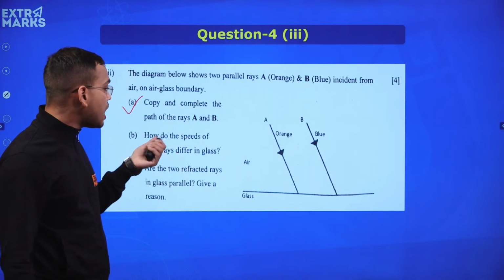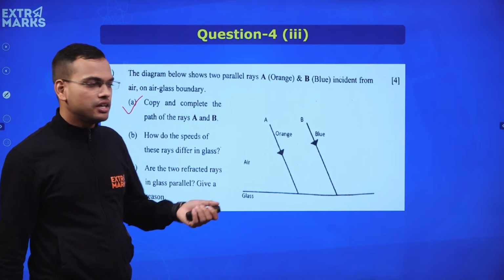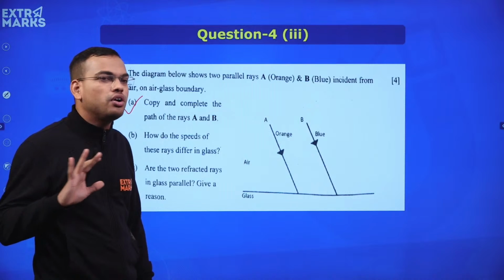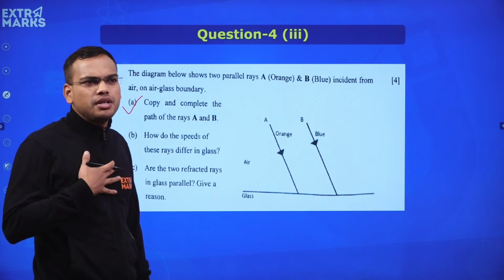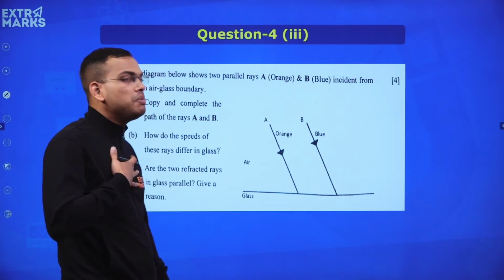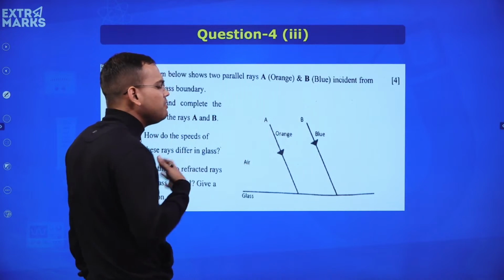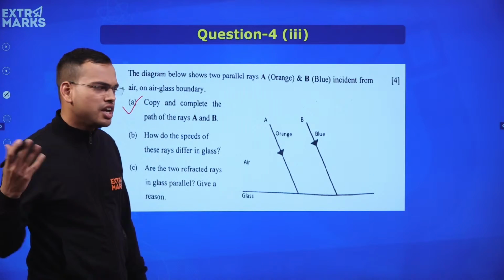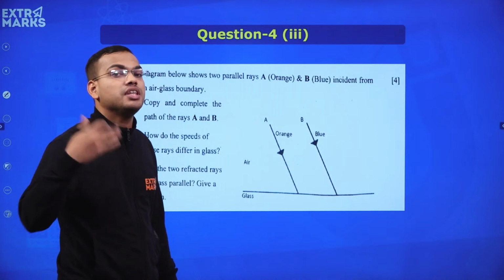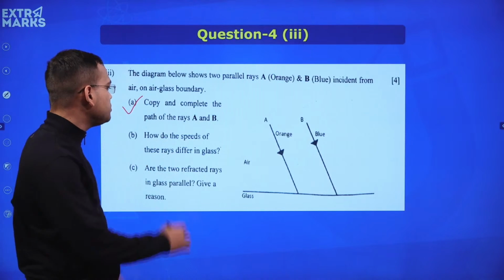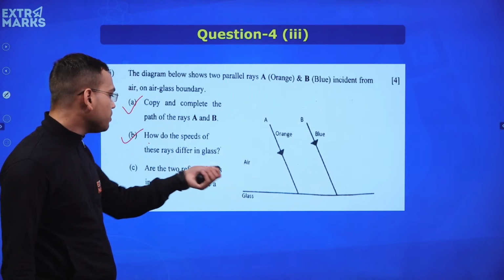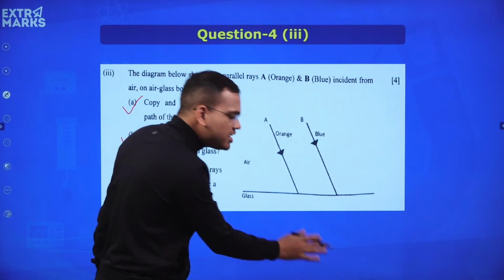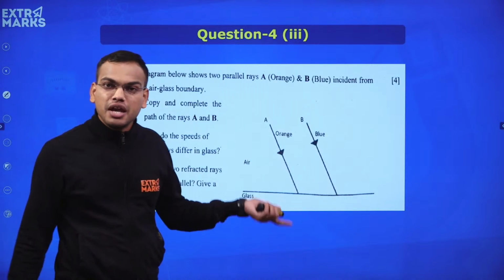The second question asked how the speeds of these rays differ in glass. The speed of these rays will differ in the glass because as long as they are moving in vacuum or in air, or a rarer medium which does not have a high refractive index, all colors of light travel at the same speed. But once they enter a medium like glass or water, they will differ in their speed. That is asked here. Are the two refracted rays in glass parallel? Give a reason. Once they are refracting and moving inside the glass, will they remain parallel or not?